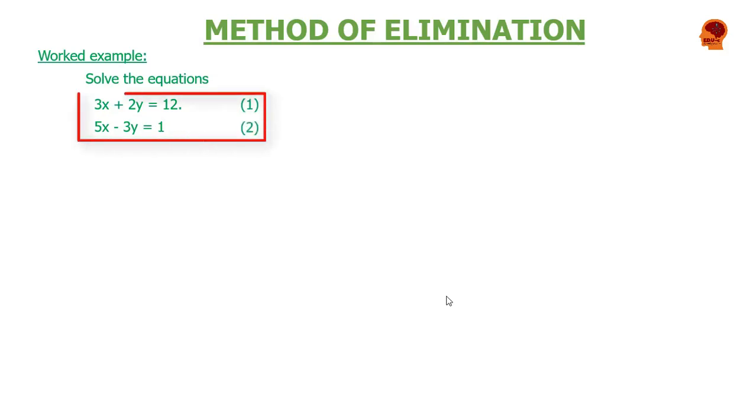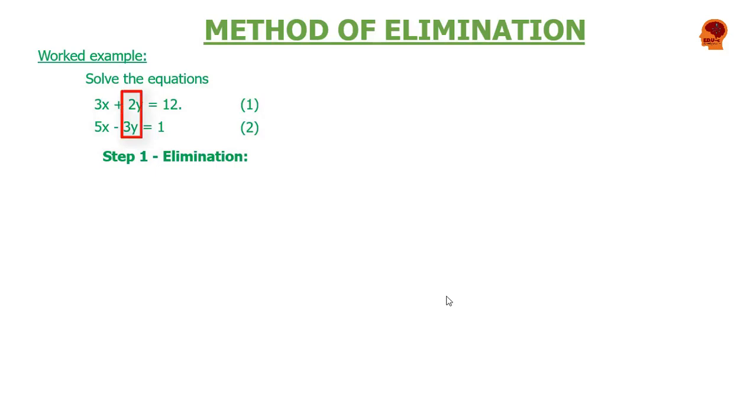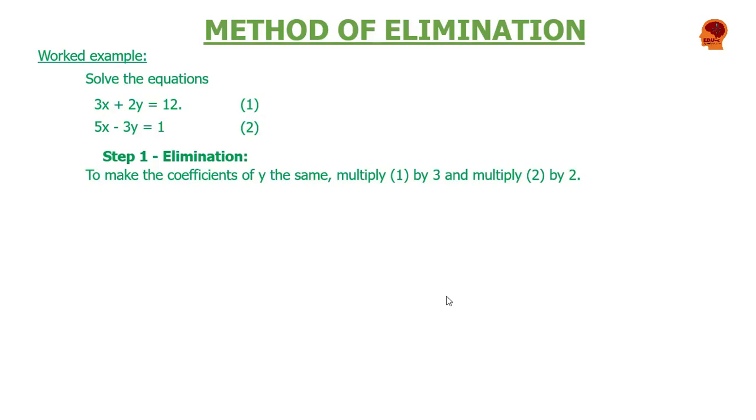Let's look at equation 1 and equation 2. Do not forget, we should always label our equations as equation 1 and equation 2. So what are we going to do? We are going to eliminate. That's the first step. Now what do we eliminate? We are going to eliminate the y. How do we eliminate y in such a way that y has the same coefficient? We are going to multiply equation 1 by 3 and multiply equation 2 by 2. This way the coefficient of y in both equations is going to be the same.